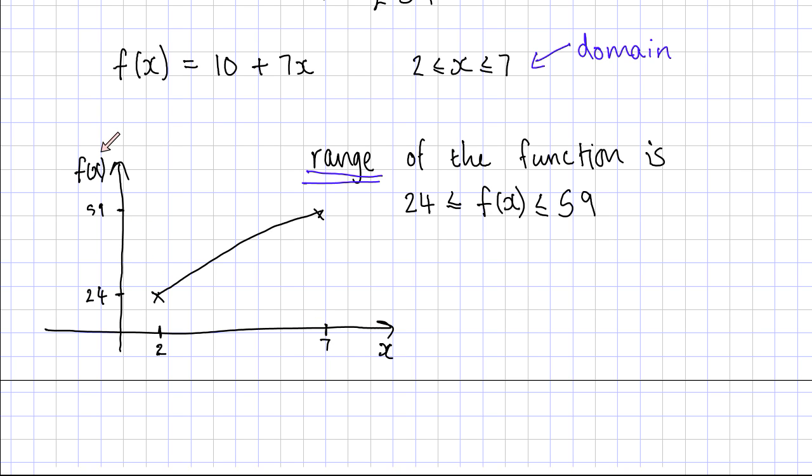So this is the domain, the x values that he can take, and these are the output values I get. The smallest f of x value I can get, or the smallest output value I can get, is £24. That happens when he works 2 hours. And the largest output value he can get is £59, and that happens when he works 7 hours. So the range for f of x is 24 to 59, and the domain is 2 to 7.